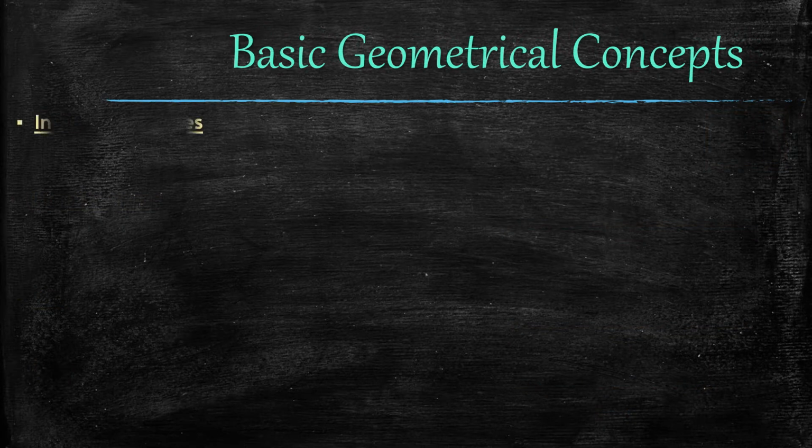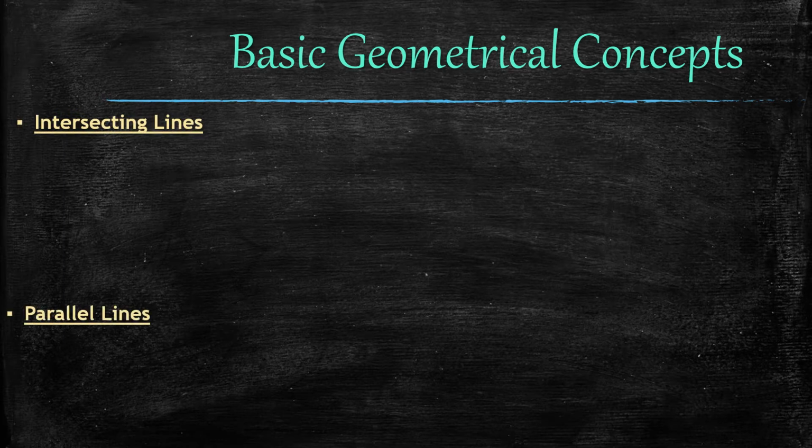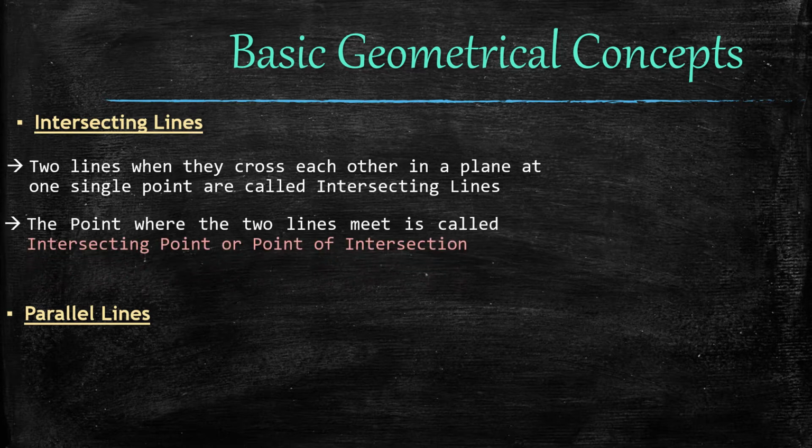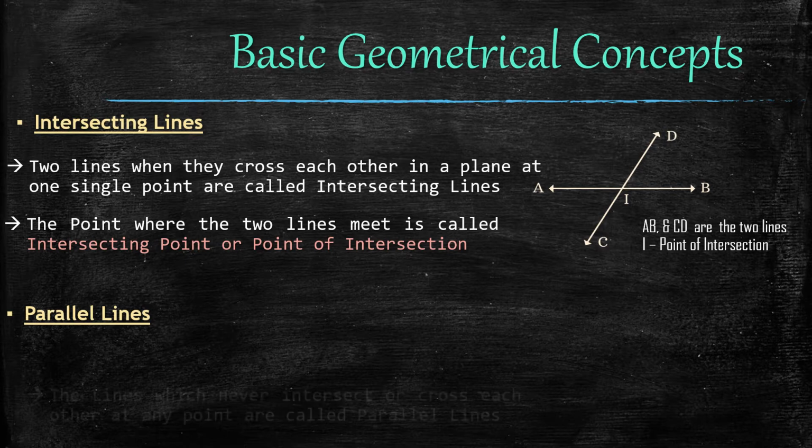Next we are going to see intersecting lines and parallel lines. Intersecting lines are two lines that cross each other in a plane at one single point, and the point where the two lines meet is called the intersecting point or point of intersection. Consider these intersecting lines AB and CD. Here these two lines meet at a point I. So here I is the point of intersection.